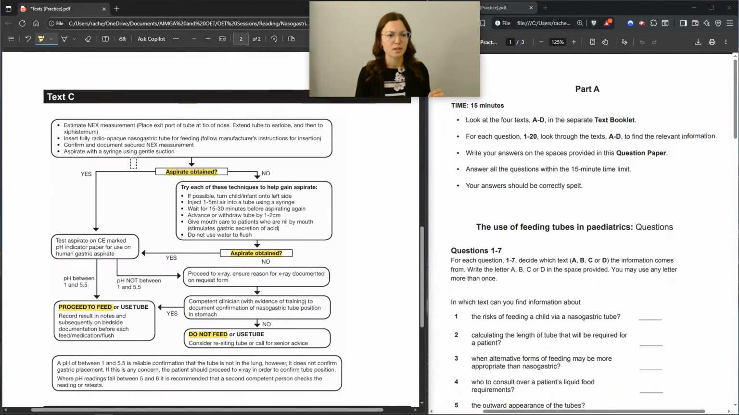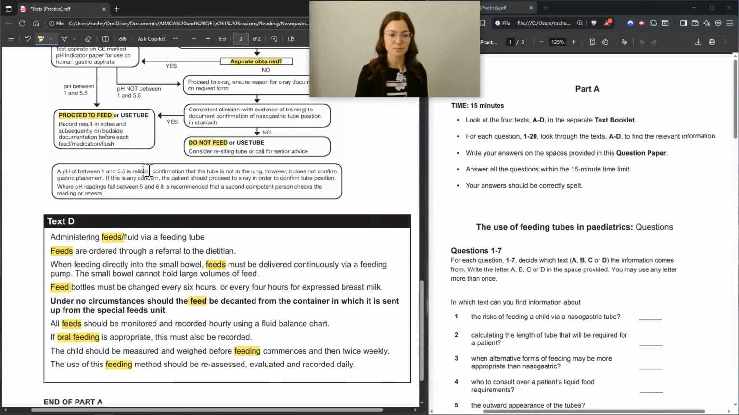In text C, I see the decision is between whether aspirate is obtained or not, and that's the flow of the chart. It comes up a couple of times. Other repeated words include things like pH. I see that come up. I also see words like x-ray. So there's more in terms of the technical. I also see some numbers looking very quickly. So if I see length or sizes or times, I could also find those here. And I note that there's a note at the bottom.